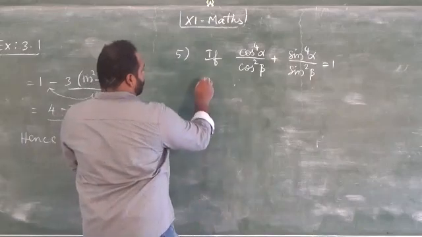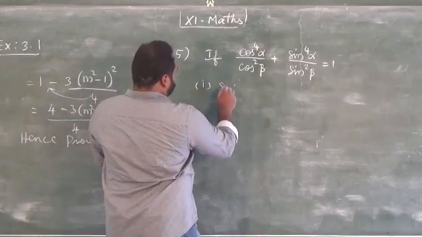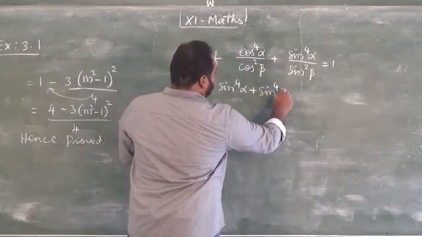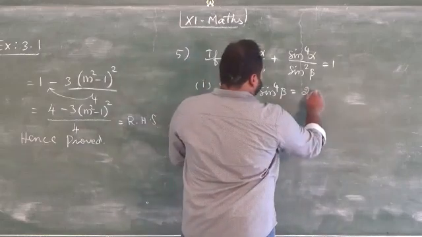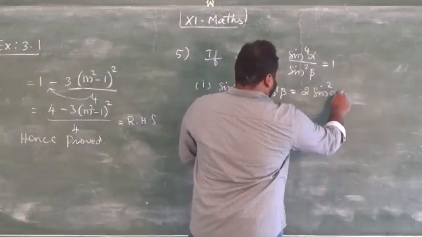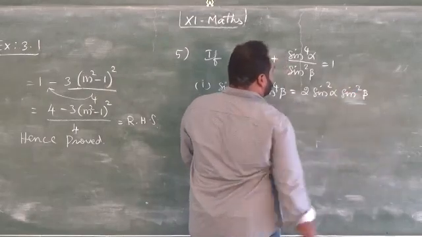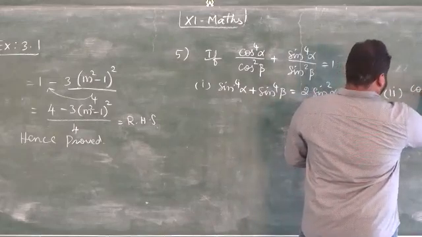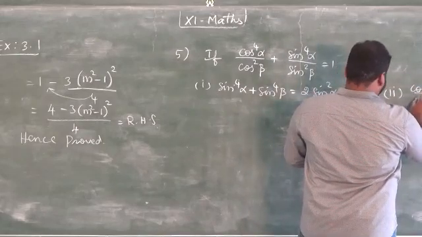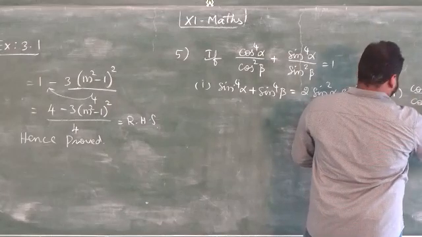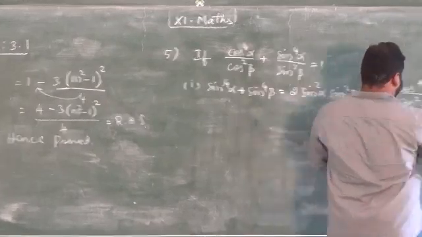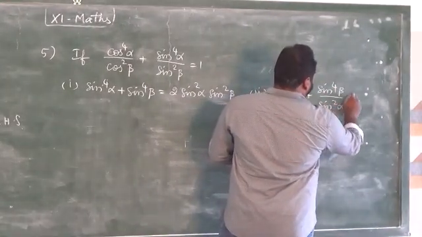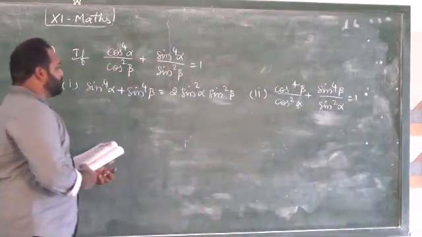So the first solution is sin power 4 alpha plus sin power 4 beta equal to 2 sin square alpha sin square beta. The second one is cos power 4 beta by cos square alpha plus sin power 4 beta by sin power 2 alpha equal to 1. These two things we have to prove.